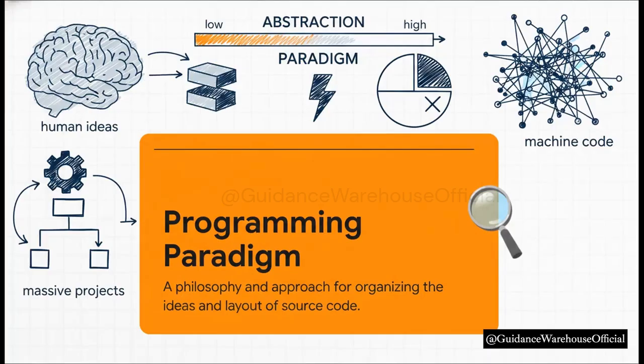To keep these massive projects organized, we need a really strong philosophy. And this brings us to the concept of a programming paradigm. It's basically a philosophy and an approach for organizing your code, the ideas in your program, and the actual layout of the source code. Now, what's really interesting here is the distinction between a level of abstraction and a paradigm. Abstraction is kind of a spectrum, right? You can be sort of high level, but a paradigm is an absolute rule. A language either follows that specific philosophy or it doesn't.